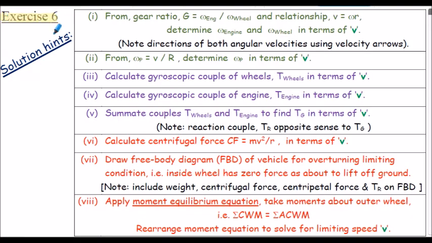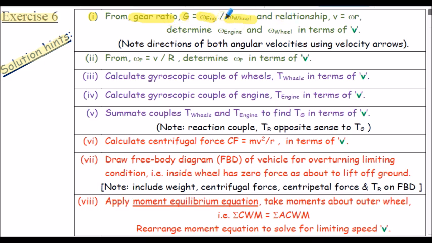Exercise 6. Here are some solution hints. Essentially, this is a generic outline of the solution process I've tried to describe in 8 discrete steps. So step 1, from the gear ratio given in the question, G is equal to the angular velocity of the engine divided by the angular velocity of the wheels.